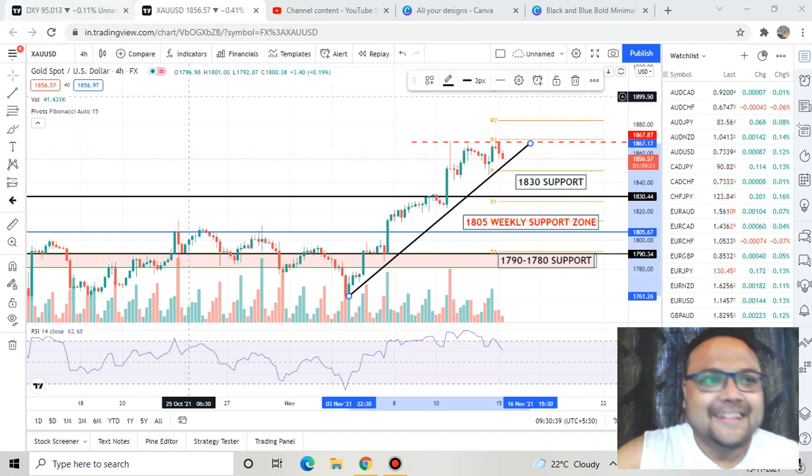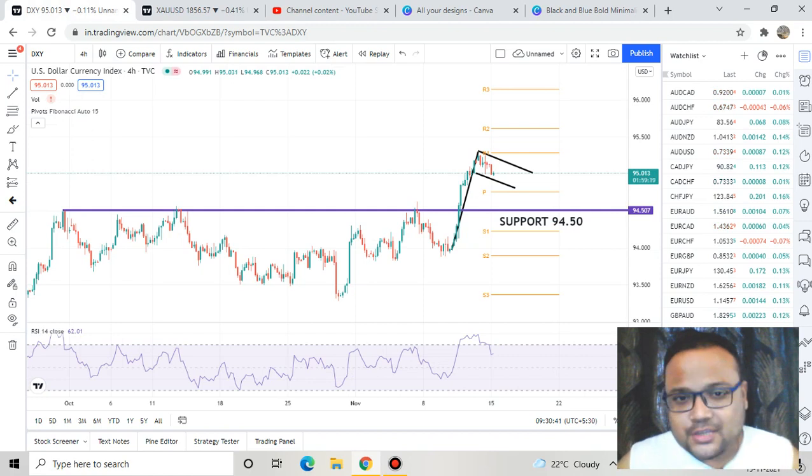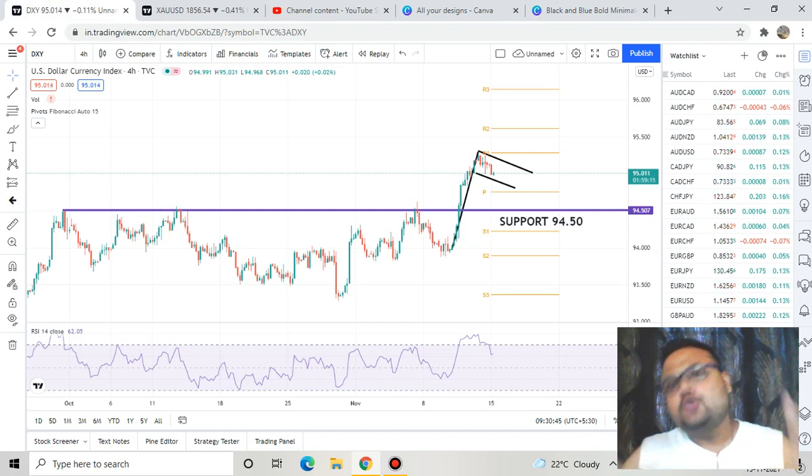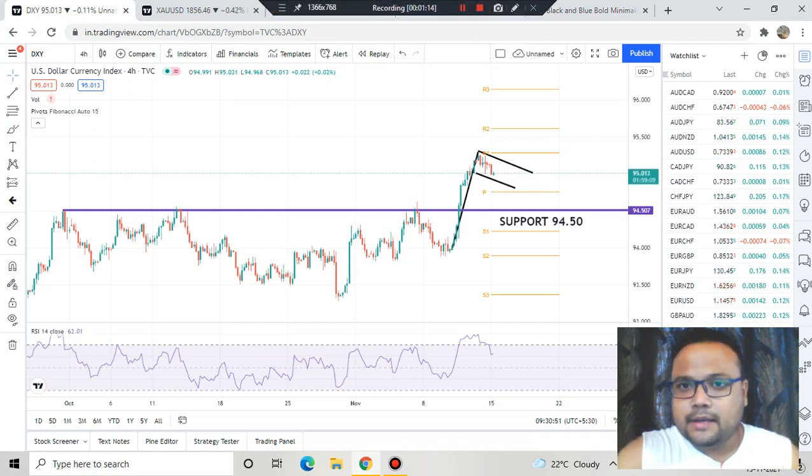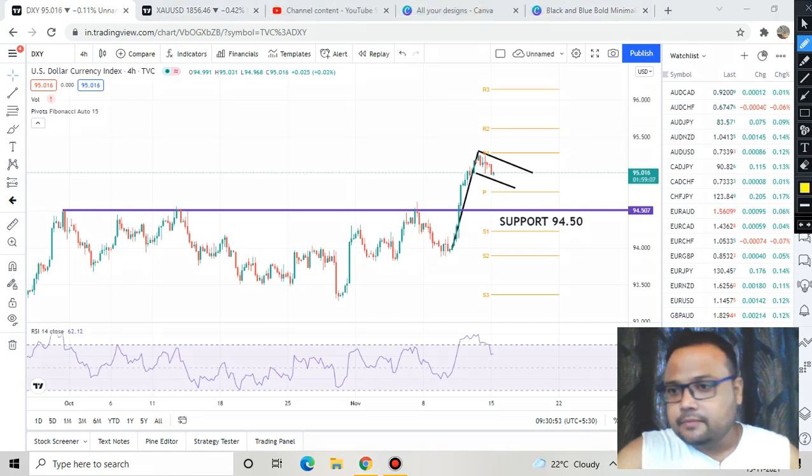Okay. And if you look at the chart of DXY or US dollar, then as per our expectation, DXY or US dollar is going for consolidation. Keep in mind that as long as DXY will be trading in this range, we will not be having any huge moves in the market. And on the other hand, at one point of time, if it breaks the flag and starts going up, then obviously there will be turmoil in the market again.